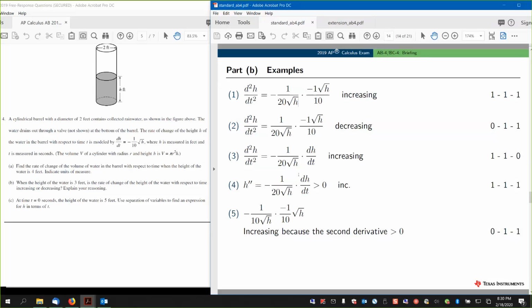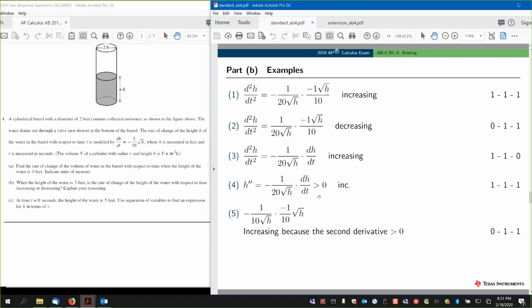Let's see. In example 3, the student earns the first 2 points. This is correct, and they've got dH dt here. But you know what? There just isn't enough evidence to support the answer of increasing. I don't see anything in here about greater than 0. I don't see the explicit expression for dH dt, so this is a 1, 1, 0.